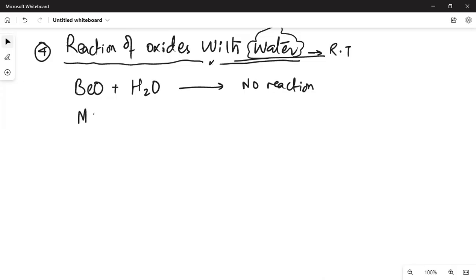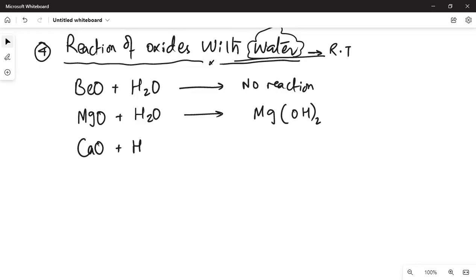And then magnesium oxide plus water would be magnesium hydroxide, and then calcium oxide plus water would be calcium hydroxide. These equations are balanced otherwise.